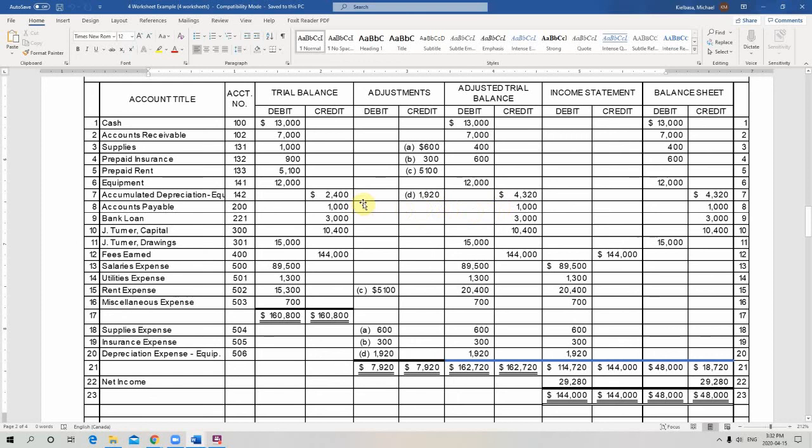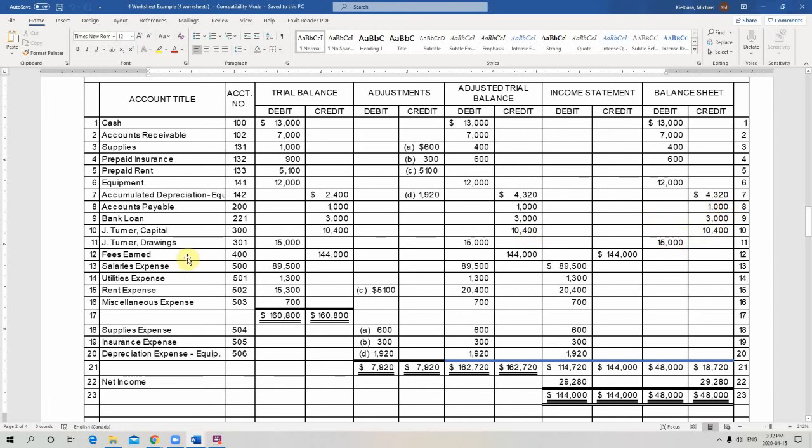Now, take a look at this one. Accumulated depreciation. We started on the trial balance with a credit of $2,400. We credited an additional $1,920. So our total accumulated depreciation is now $4,320. Now, that is a contra asset, so it goes on the balance sheet. And then we do accounts payable, bank loan and capital, as well as drawing. So all those get transferred to the balance sheet.